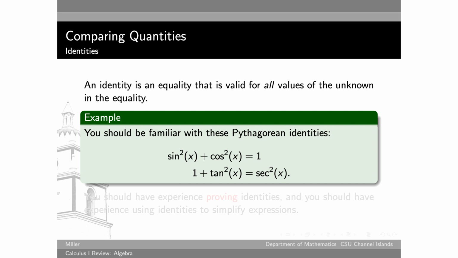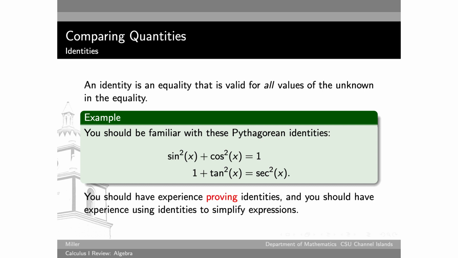Identities. An identity is an equality that is valid for all values of the unknown in the equality. For example, you should be familiar with these 2 Pythagorean identities from trigonometry. Sine squared plus cosine squared equals 1, and 1 plus tangent squared equals secant squared. You should also have experience proving identities, and using identities to simplify expressions.